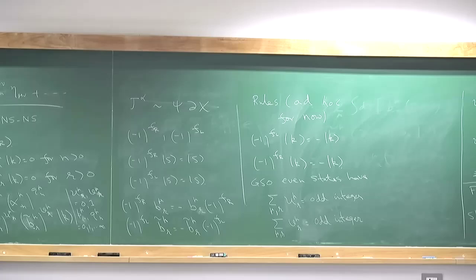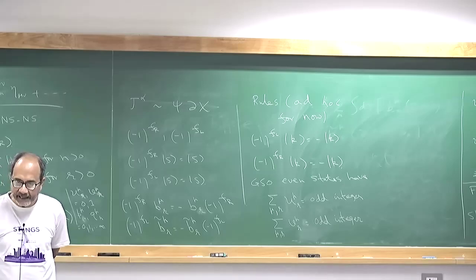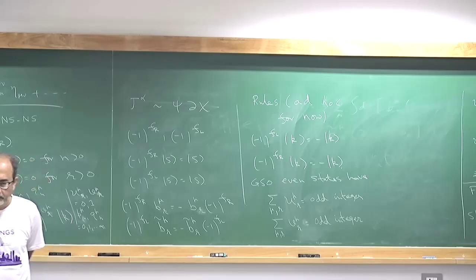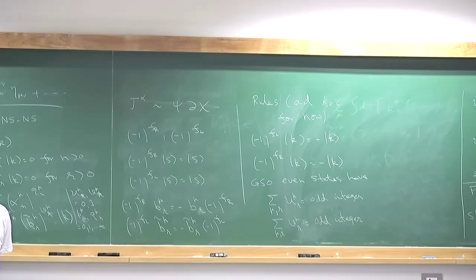And just like in the bosonic string theory, we have to impose Ln acting on the state equal to 0 for positive n. Here also you have to demand that Gr acting on the state equal to 0 for positive r. Even in the remaining part of it, even after GSO projection? Even after GSO projection, exactly.